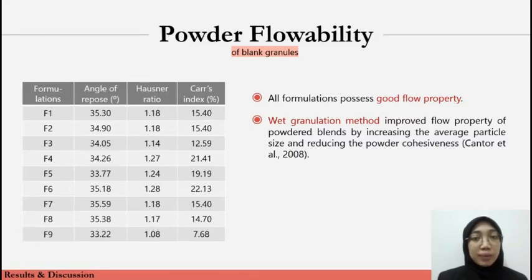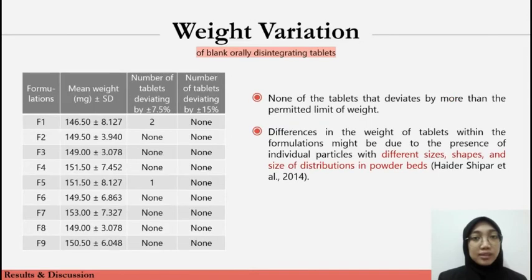The first one is powder flowability, which was determined by angle of repose, Hausner ratio, and also Carr's index. All formulations possess good flow property due to the use of the wet granulation method that increases the average particle size and reduces powder cohesiveness. Next, none of the tablets deviated by more than the permitted limit of weight. However, there are still differences in the weights, maybe due to the different size distributions in the powder bags.